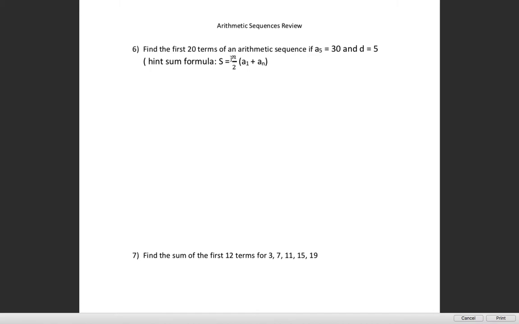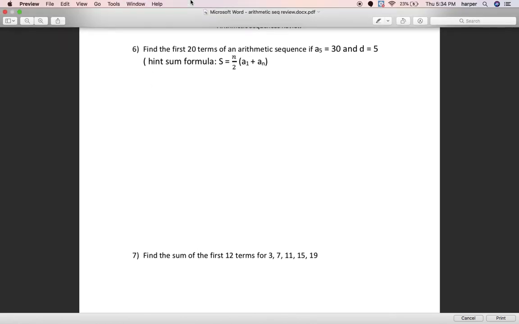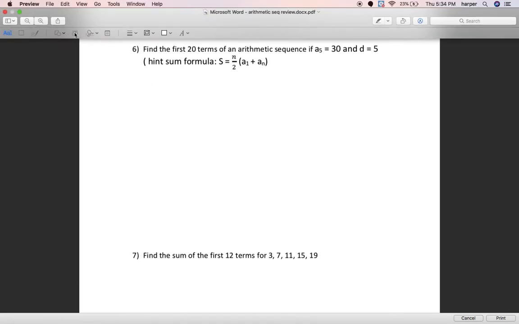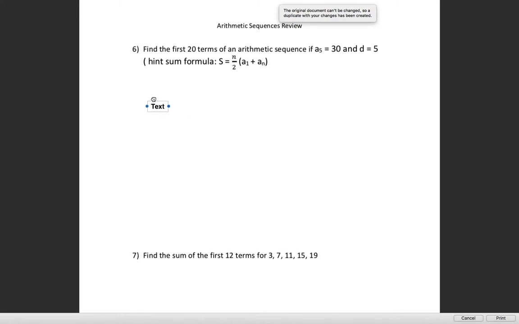If you notice, the only thing you really need to find is, what is our n? So how many terms do we want to add together? Well, it tells us that right here: 20 terms. So our n is 20. Now the formula: S equals 20 divided by 2.